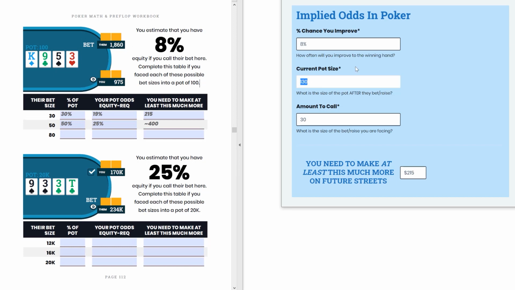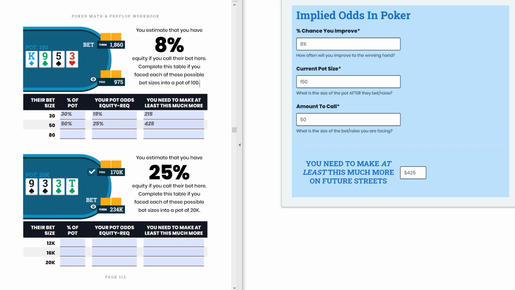So again, $50 bet, $100 pot makes 150 current pot size. How much do we have to call? $50. And the final answer is 4.25. So pretty darn close. Again, that estimate is totally, totally usable using the ratio gap.